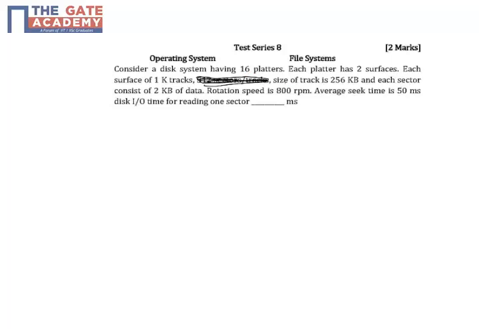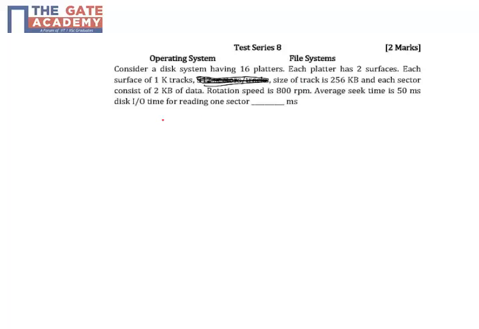Consider a disk having 16 platters. Each platter has two surfaces. Each surface has 1k tracks. Some information I have just deleted. And after that, the size of a track is 256 kb, and each sector consists of 2 kb of data. The rotational speed of the disk is 800 rpm. Average seek time is this one.